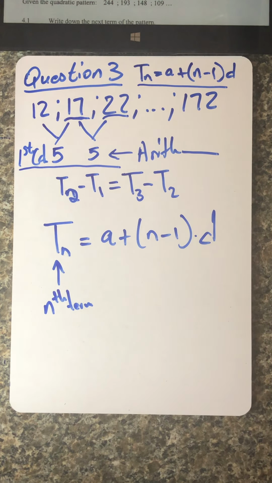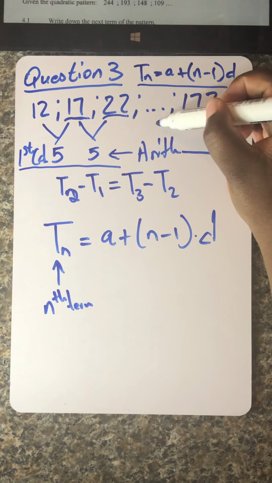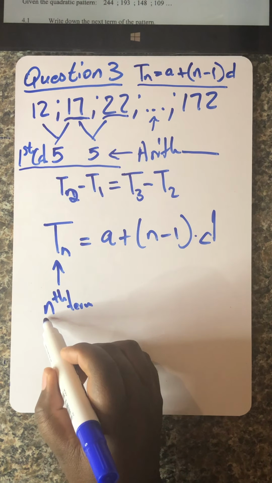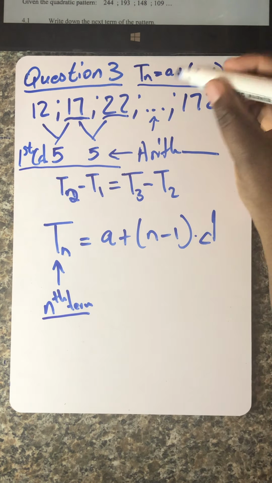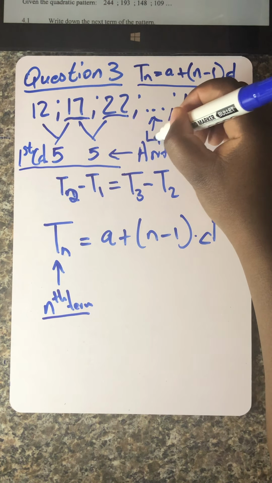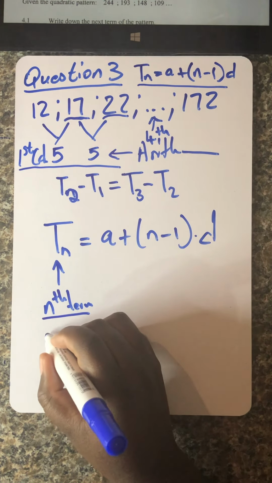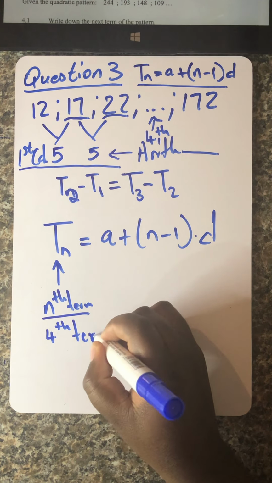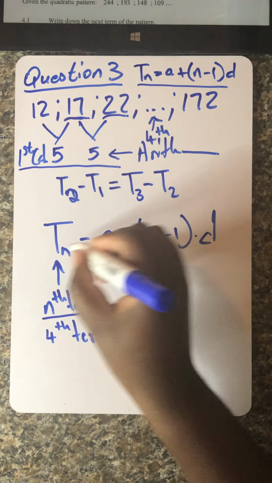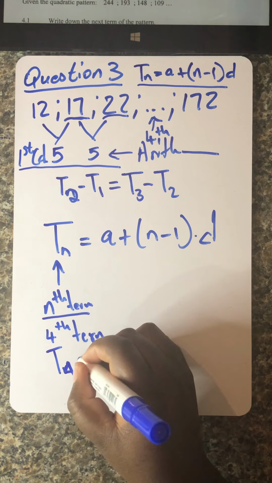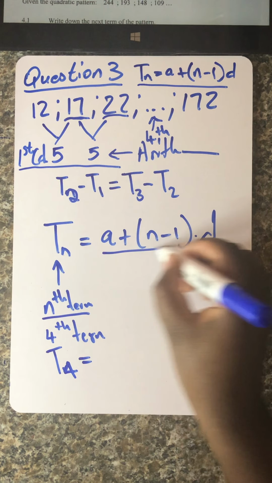Ladies and gentlemen, let's say for instance they want you to tell us what the fourth term is. If a question says the nth term, it refers to that particular term of the sequence. In this case, let's say they want you to calculate the fourth term. It's normally written in this formula as term 4, which equals the whole of this.